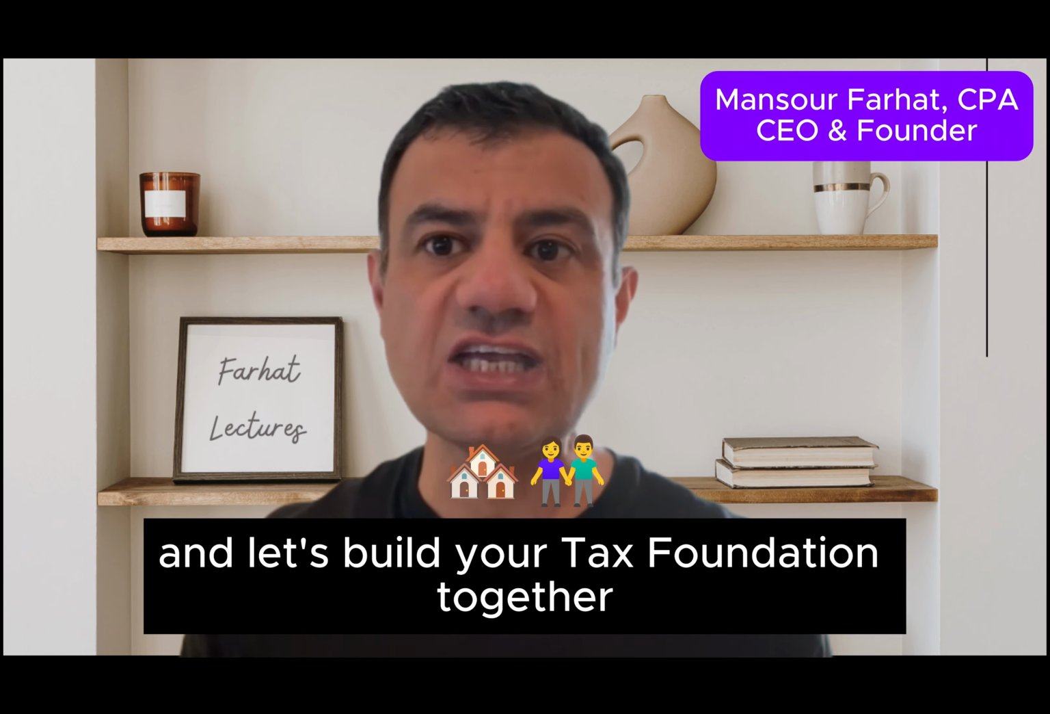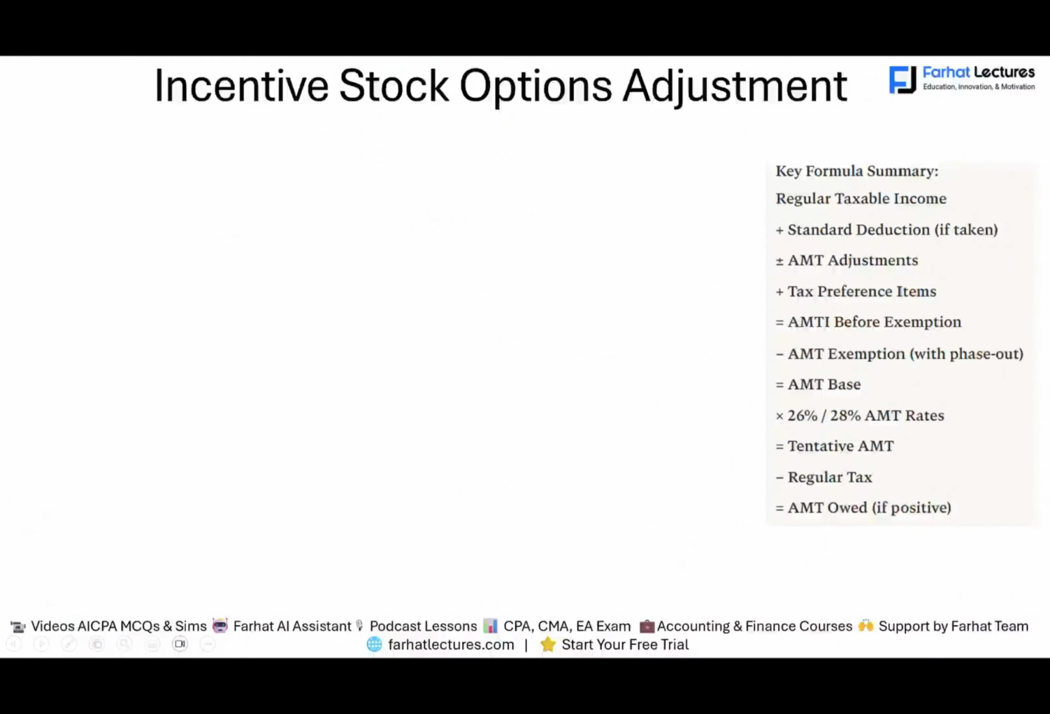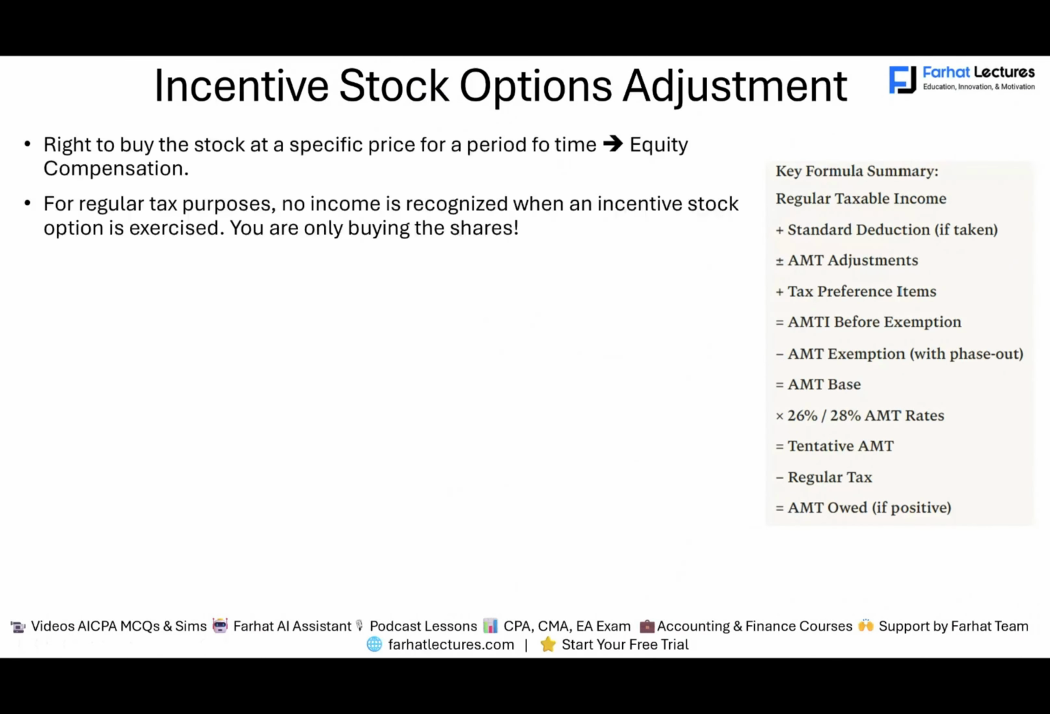So what are incentive stock options? Stock options basically give someone the right to buy the stock at a specific price for a period of time. So how is that a right if I can buy the stock at any time? Here's how it works. Let's assume you work for Johnson & Johnson, and the stock price for Johnson & Johnson is $240. That's the current price now. So you can go ahead and buy the stock at $240.